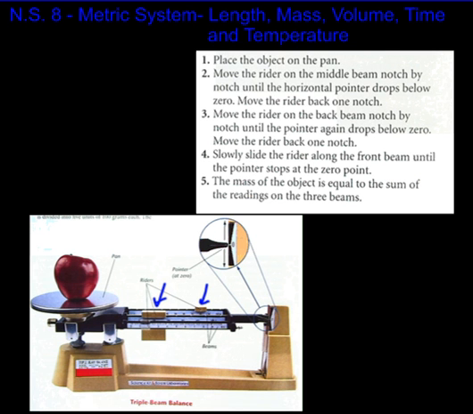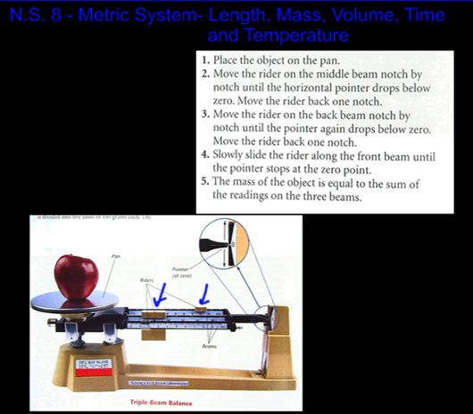Now this particular balance will only measure masses from 0 up to 610 grams. If you go to the max on all the beams, it equals 610 grams. We cannot find the mass of things more than that with this balance the way that it's set up. There are actually ways that we can add extra weights to this balance so that we can go higher than that. But the way it's set up now, we can only go up to 610 grams.